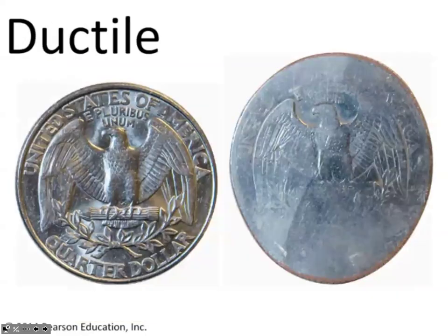Here's an example of ductile deformation, not a geological example, but it still illustrates the concept. A quarter that's been smushed by a train going over it. You can see the quarter's been flattened and it's been elongated in one direction. So that's typical of ductile deformation.